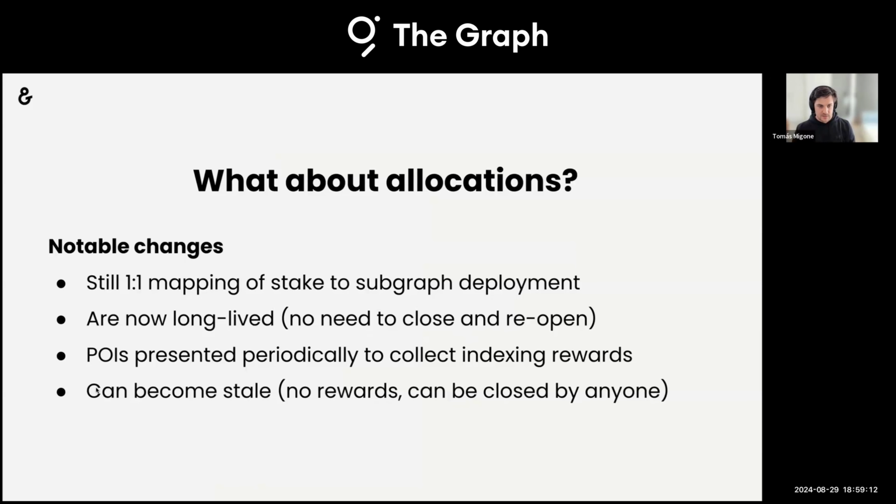Another caveat to this is that if you don't present a POI after a configurable amount of time, let's say 28 days, your allocation becomes stale. That means that the next time you present a POI, you won't get any reward, right? Because you spent quite a considerable amount of time without providing any proof of your work. And in order to guarantee network freshness, we want to have periodically presented POIs. But as soon as you present a valid POI, your allocation won't be considered stale anymore and you will get rewards after that. And stale allocations can be closed by anyone. That's important to note here.